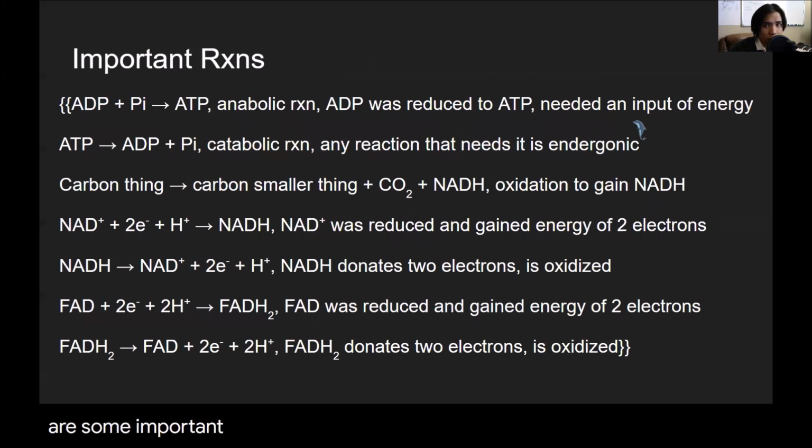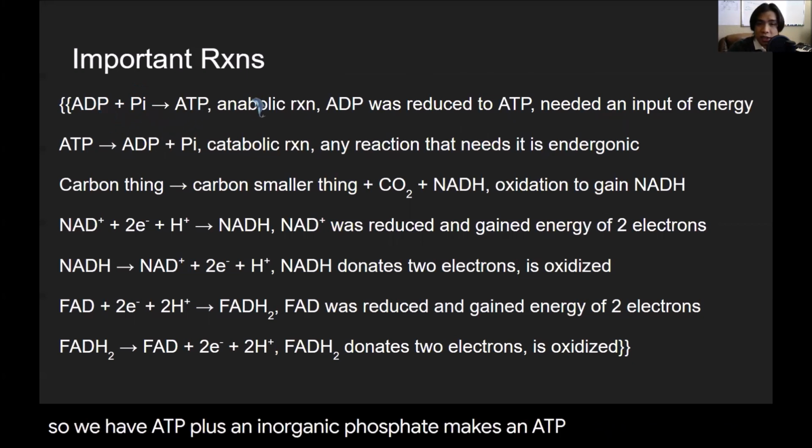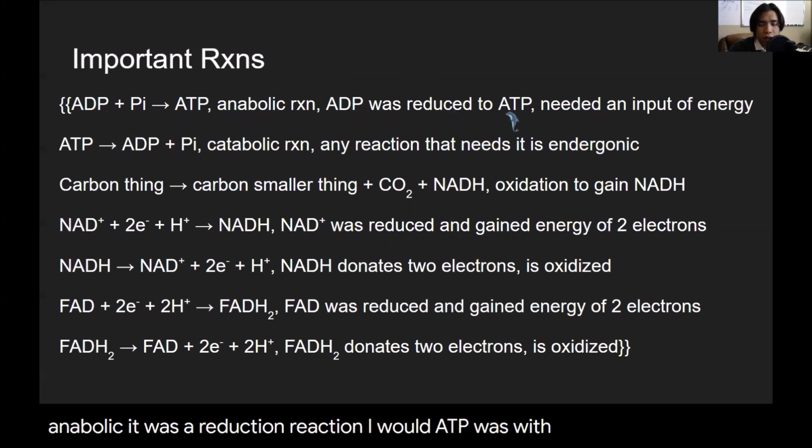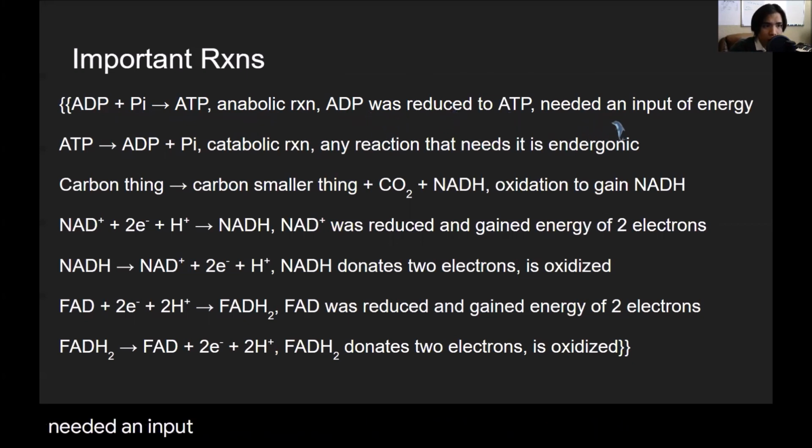Here are some important reactions that I will go over. It might be a bit time consuming. So we have ADP plus an inorganic phosphate makes an ATP. This is an anabolic reaction. We created a larger molecule from smaller things. Because it was anabolic, it was a reduction reaction. Our ADP was reduced to ATP, and it needed an input of energy.